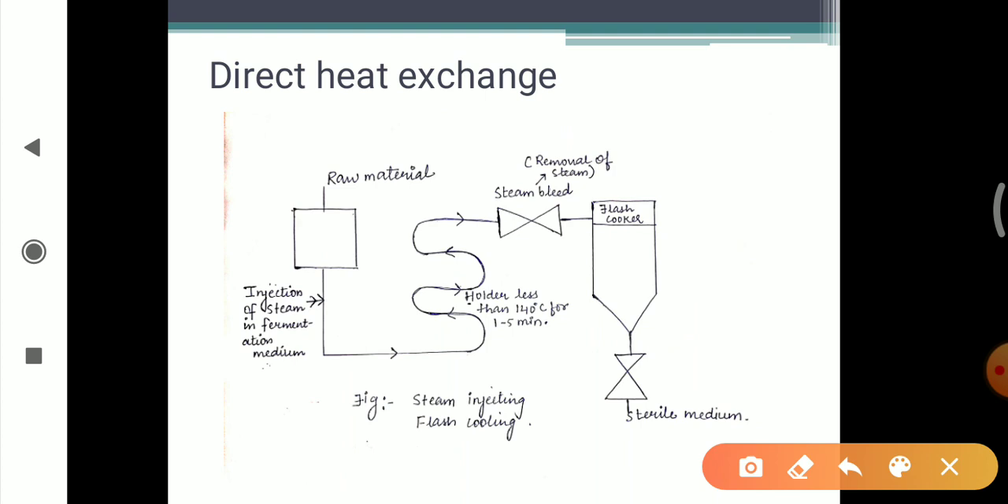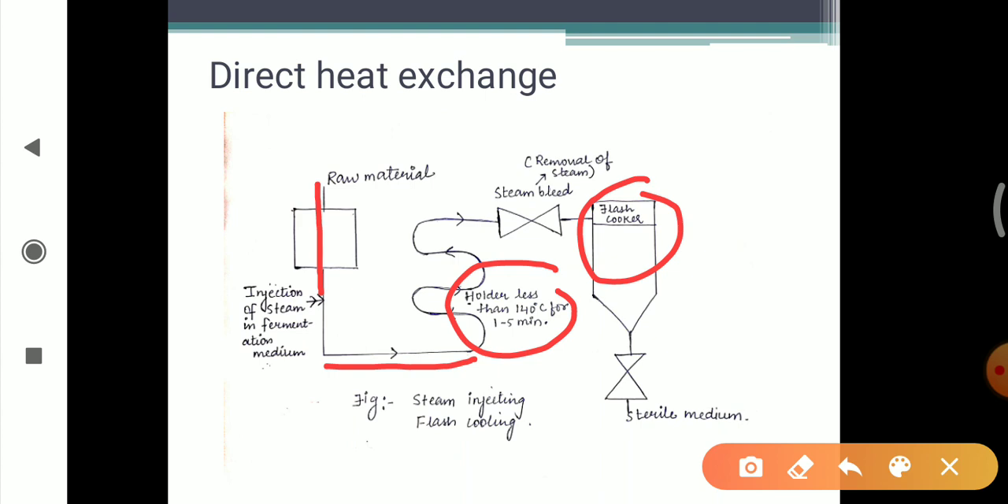The thing that we have to remember is that our raw material is first passed through here, where steam is injected into the raw material, or fermentation medium. Then it is passed to the holding coil. From the holding coil, it is passed to the flash cooler, which is placed in a vacuum system. The steam is removed through the steam bleed, and the cooled medium is collected aseptically from this side. This is all about the direct heat exchanger.